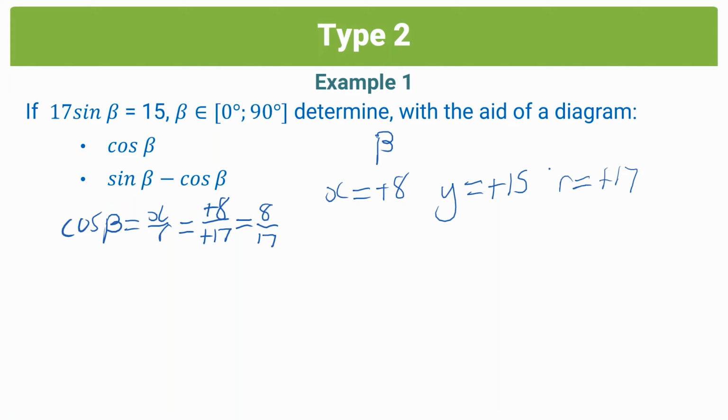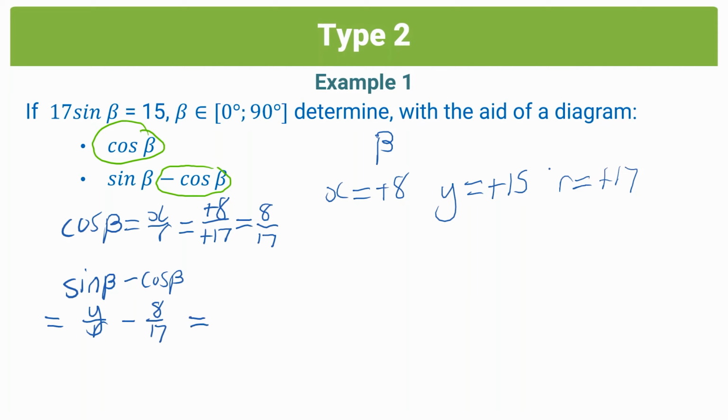Now for our next bit, which is to find the value of sine beta minus cos beta, it's slightly more complicated, but not really. All we have to do is put in our definition for sine and cos again. So sine beta minus cos beta would be equal to, the definition of sine is y over r. I'm not going to put in the definition of cos because we've already found the value for cos beta in the first bit of the question. So I'll just keep the minus there and substitute in 8 over 17, because we've already done the hard work. It would be pointless to do it twice.